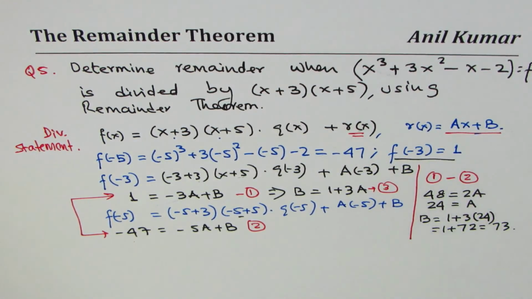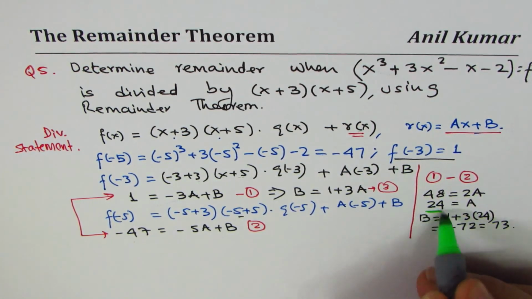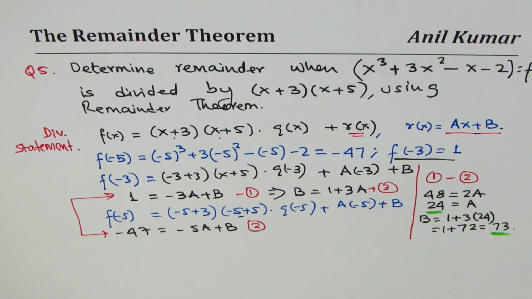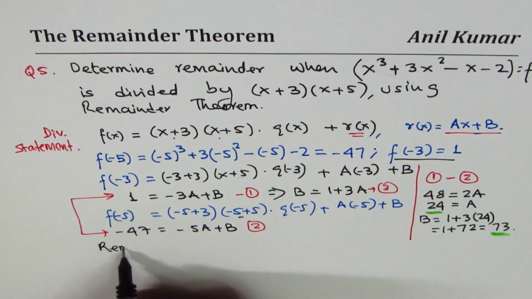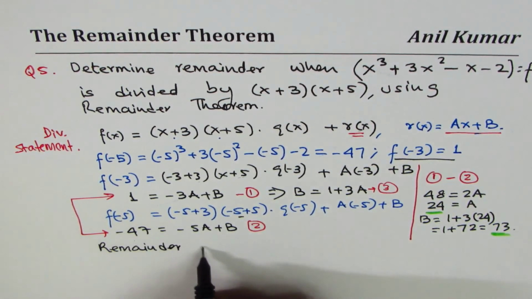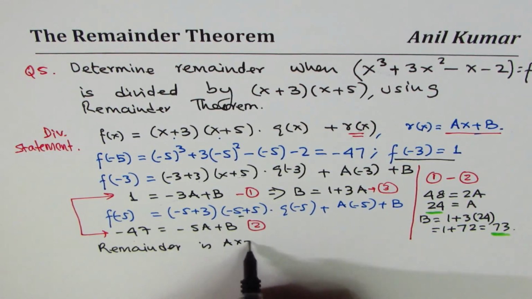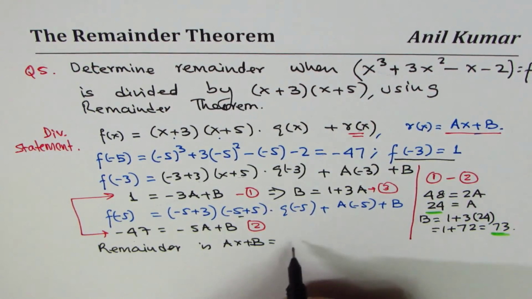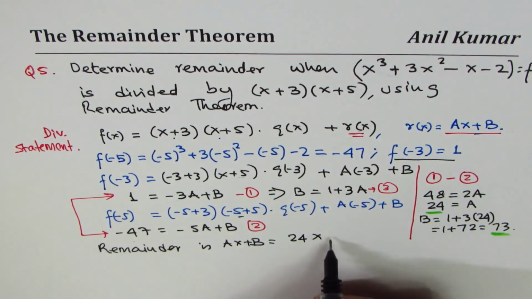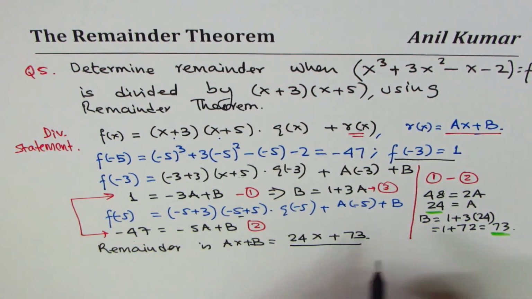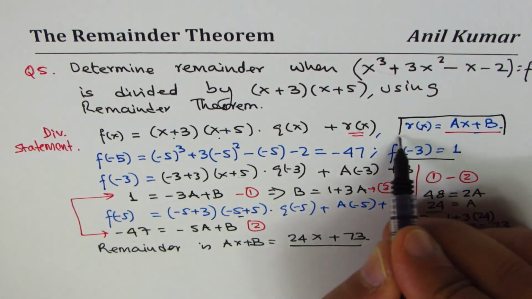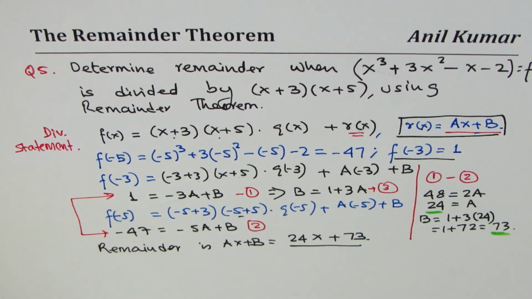So with that, we get the values of a and b, right? So a is 24, b is 73. So what we get here is the remainder. The remainder, which was ax plus b, can now be written as 24x plus 73. Is it okay? So that is the remainder, right? So that is how you could actually solve questions where the divisor is not just a linear factor but a quadratic one. I'm Anil Kumar, and I hope that really helps.